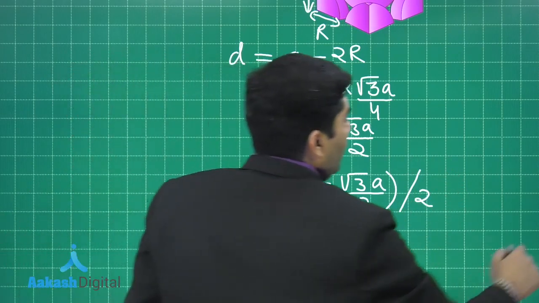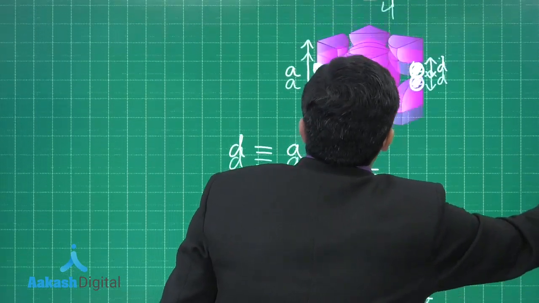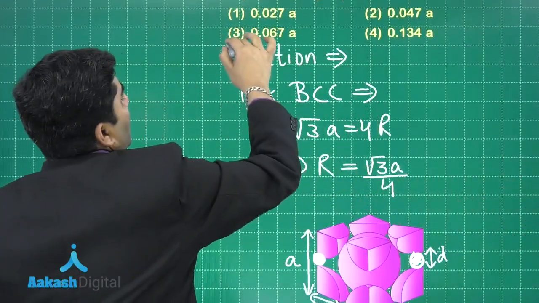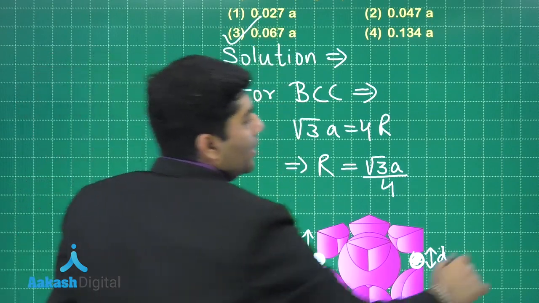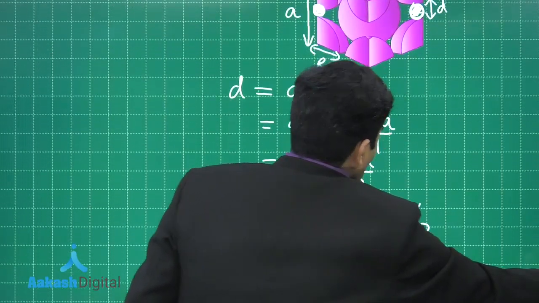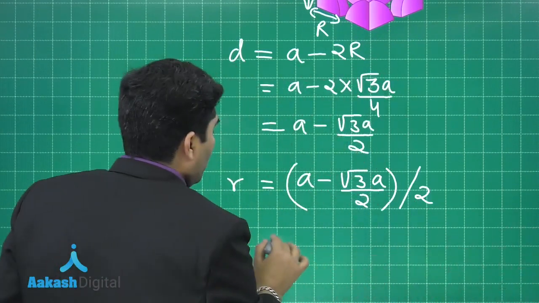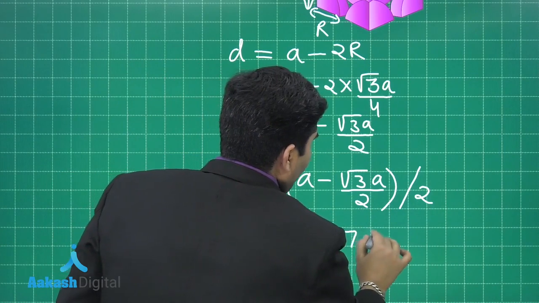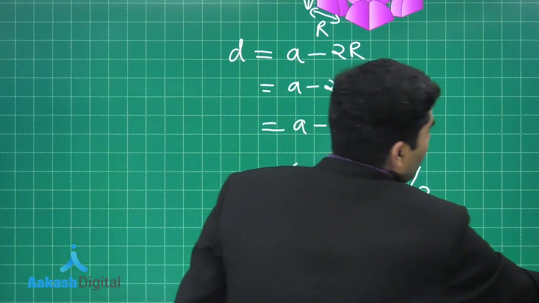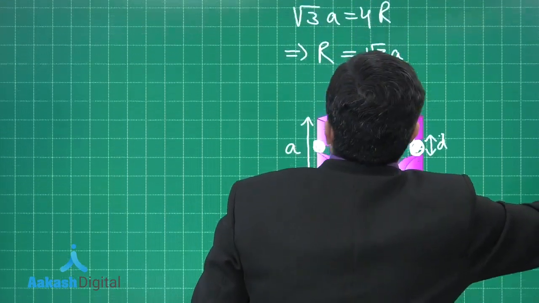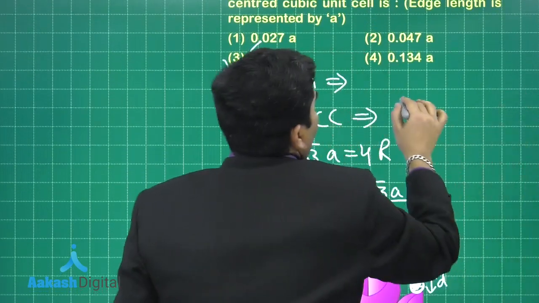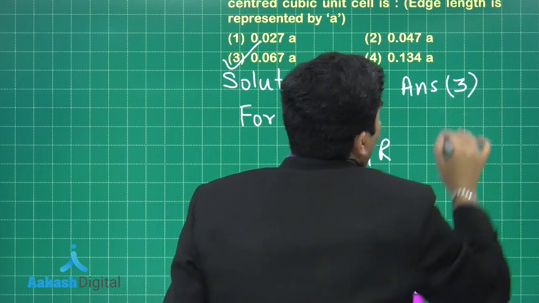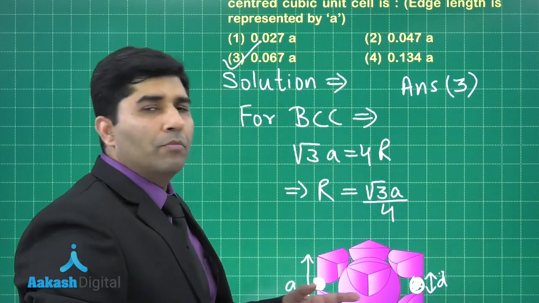And when we solve it, we will get the answer 0.067A, right? So the answer is the third. The final answer will be the third, right? Let's move on to the next question.